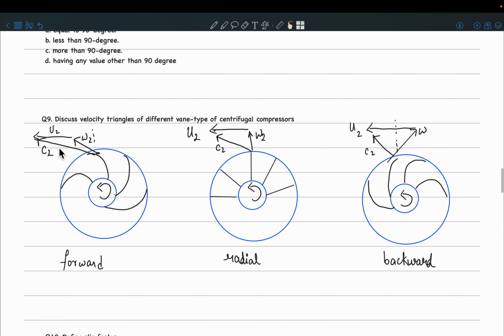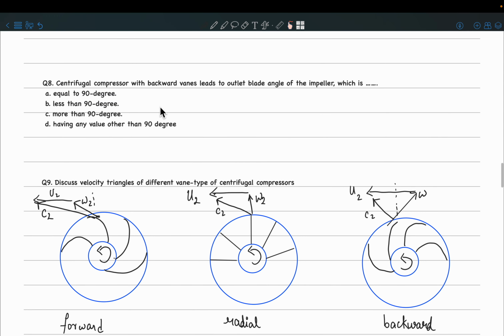So I hope the velocity triangles are clear over here for all the three vane types. Okay, so now we can get back to question 8. A centrifugal compressor with a backward vane, which is this figure, leads to an outlet blade angle of the impeller which is less than 90 degrees.